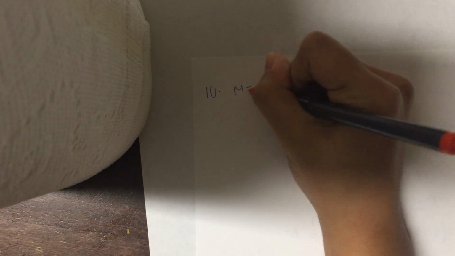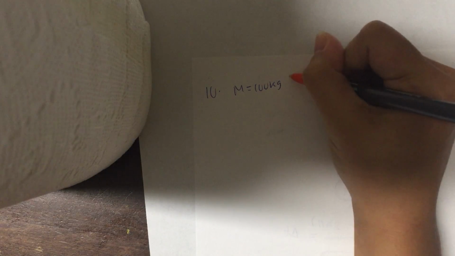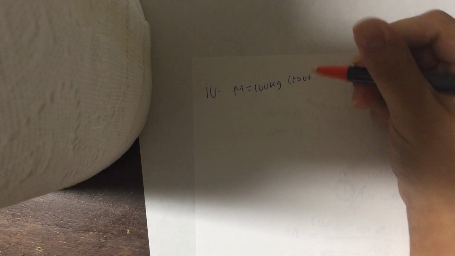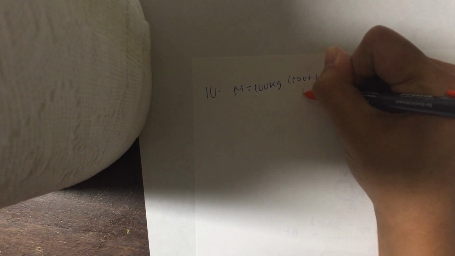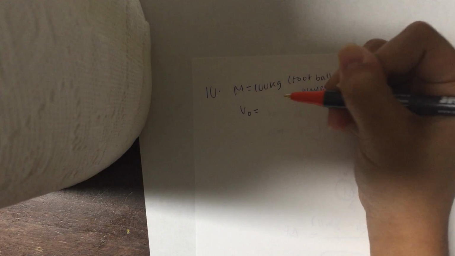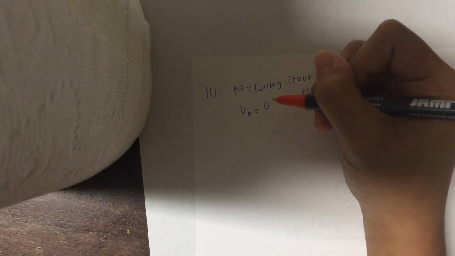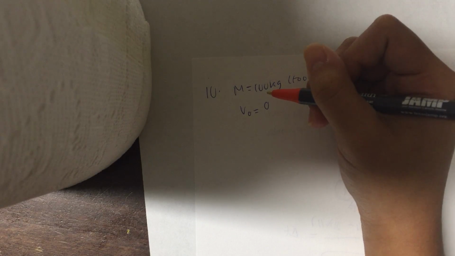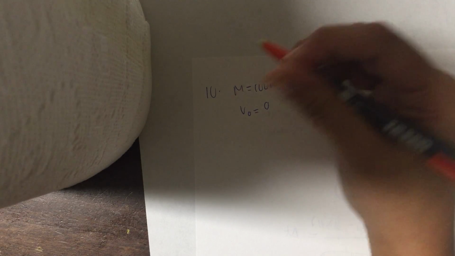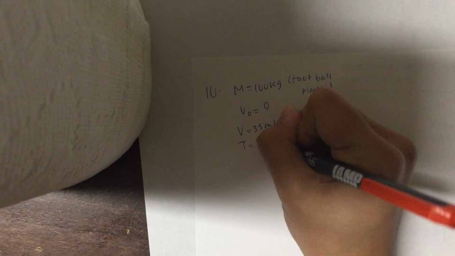So I'm going to write out what you know. So you know the mass is 100 kilograms. That's the mass of the football player. The V naught of the dummy is 0 because it's at rest. And then the velocity is 35 meters per second, and you're looking for the final speed.